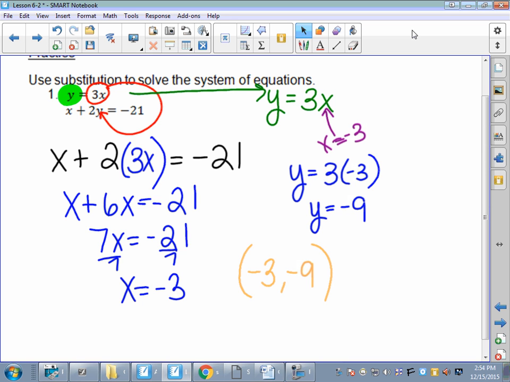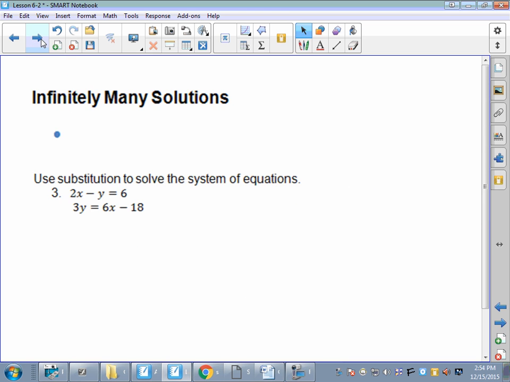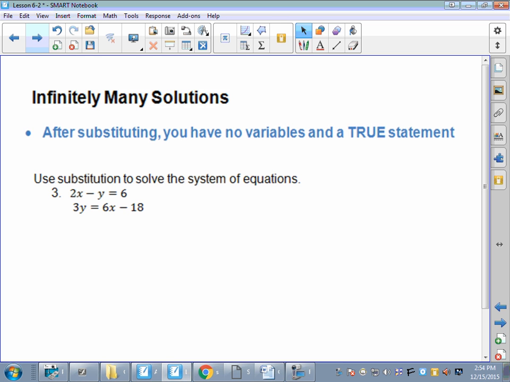So let's talk about infinitely many. I've got another one. Feel free to do that as an example. Infinitely many solutions. We talked about this when we talked about equations and other things, but we have this for a system, and we had this when we graphed the system. Infinitely many solutions meant when we graphed them, they were right on top of each other. So infinitely many says after substituting, the variables cancel each other out, and you end up with a true statement.